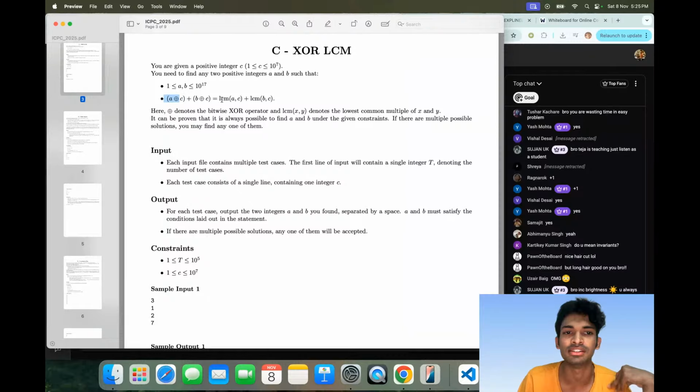A XOR C, LCM, it seems this thing is always bigger than this, but there is some constraint. How much can A XOR C become among A or C? How big can that become? If you think, it can at max become double. Why? It can at max become double.